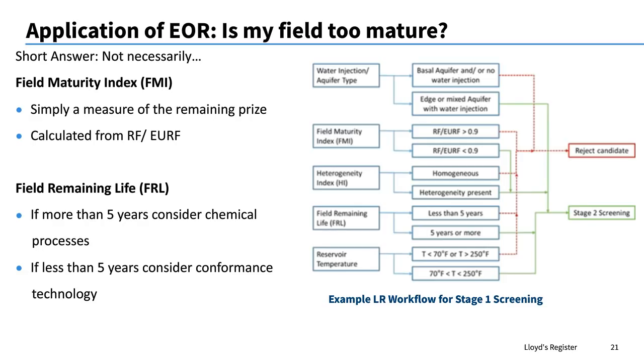The second measure, field remaining life, is very simple. As a general rule of thumb, if the field life is more than 5 years, you can consider various processes. In this example, I'm referring to chemical processes. Generally, solvent EOR can have a longer lead time, but it will vary, because on land it can be much easier to apply solvent than offshore. If it's less than 5 years, consideration should be given to conformance technology.